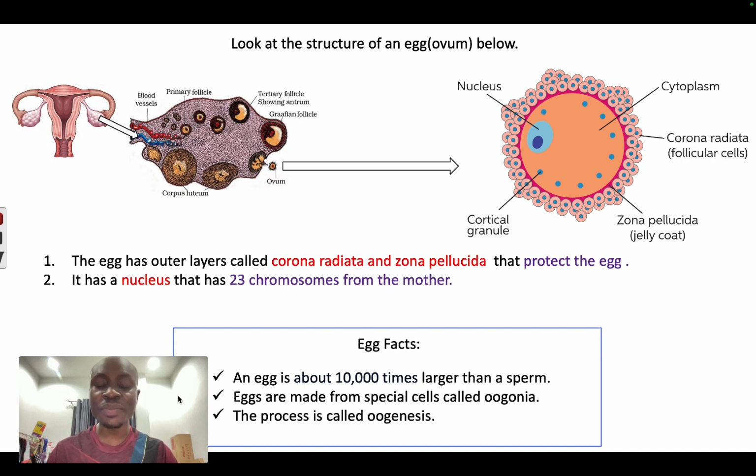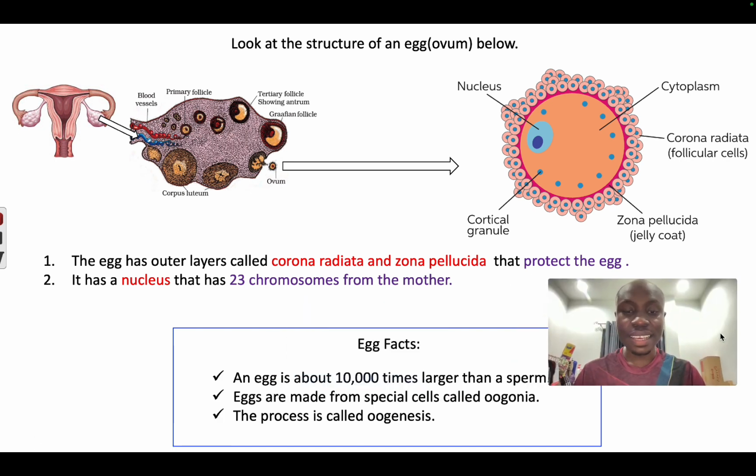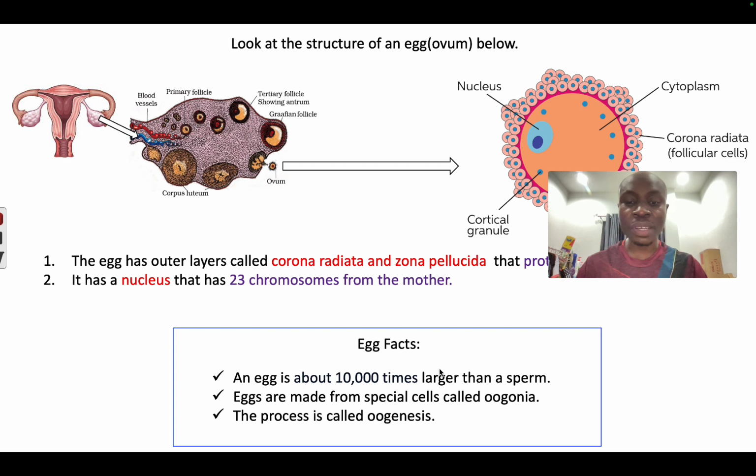And here are some facts about eggs. The eggs are about 10,000 times bigger than a sperm, and they are made from cells we call oogonia. The oogonia will develop to become the eggs or the ovum. When the oogonia develop to become the egg, we call that oogenesis.